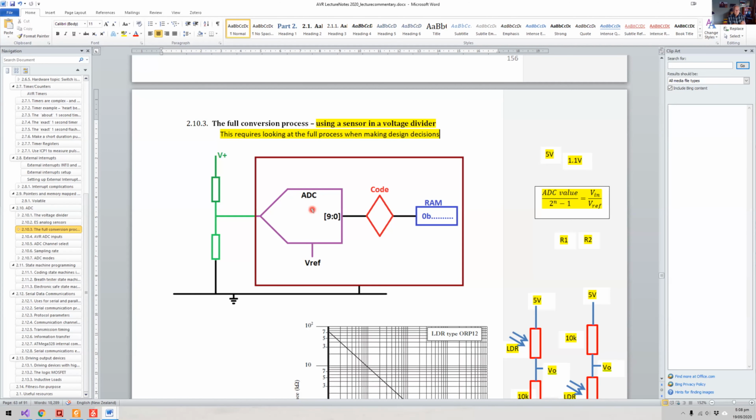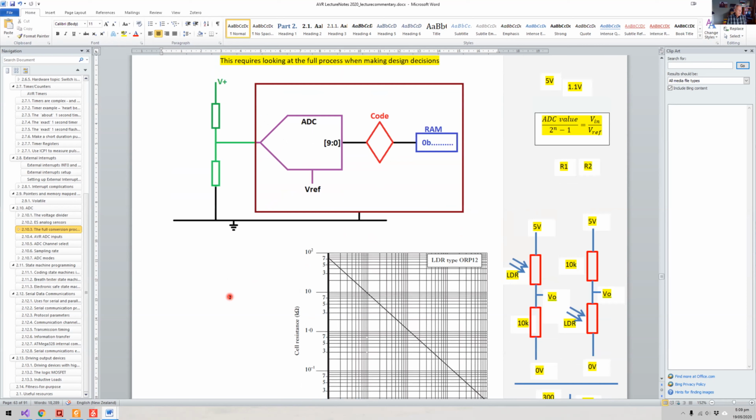Hi, welcome back. So I want to have a look now at using the voltage divider as part of a full conversion process. Now you'll be familiar with, I can work out voltage divider values, I can work out ADC values, but putting the two together requires a bit of design decision thinking, okay? And that's really critical that we understand how to put the two together, because that's what you do in real life. So let's just have a look at this.